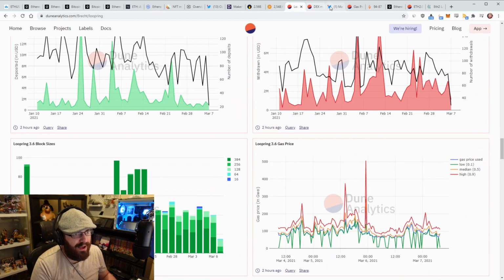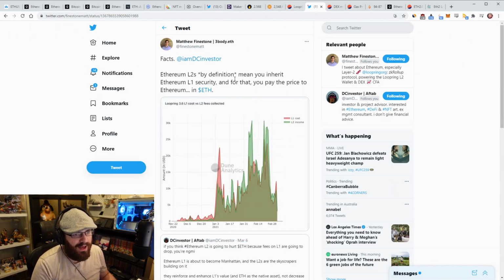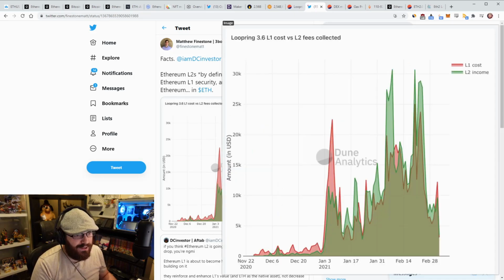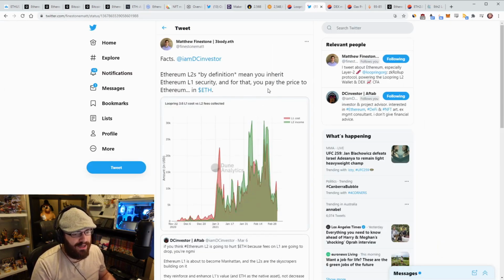One metric that I really liked about Loopring was something that Matt Finestone posted here: because they're a layer 2 exchange, they pay Ethereum's layer 1 for security. So basically, this is the cost that's being paid to layer 1. You can see that it's in red, and it's kind of hidden by the green here, but that's the amount in USD that Loopring's layer 2 is paying to Ethereum to secure itself. And this is a lot of money, right? Look at that. That's tens of thousands of dollars in February being paid to the L1, and that's all being paid by L2 fee income as well. So very healthy growth there, and healthy security, because they're paying for it from the Ethereum main chain here.